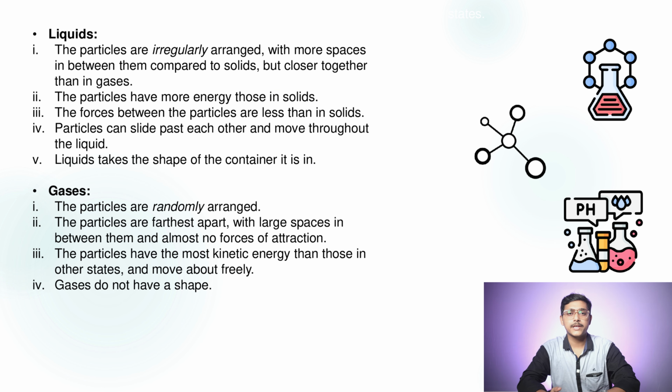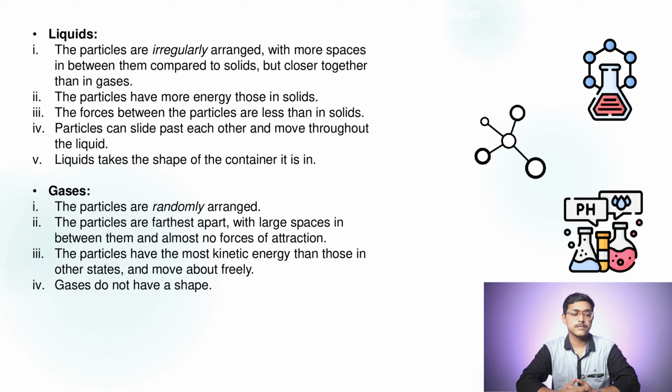Now, let us move on to liquids. In a liquid, the particles are irregularly arranged with more spaces in between them than in solids, but are closer together than in gases. The particles in a liquid have more energy than solids, but lower energy than in gases. The forces between the particles are less than in solids. The particles in a liquid can slide past each other and move throughout the liquid. Liquids take the shape of the container that it is stored in.